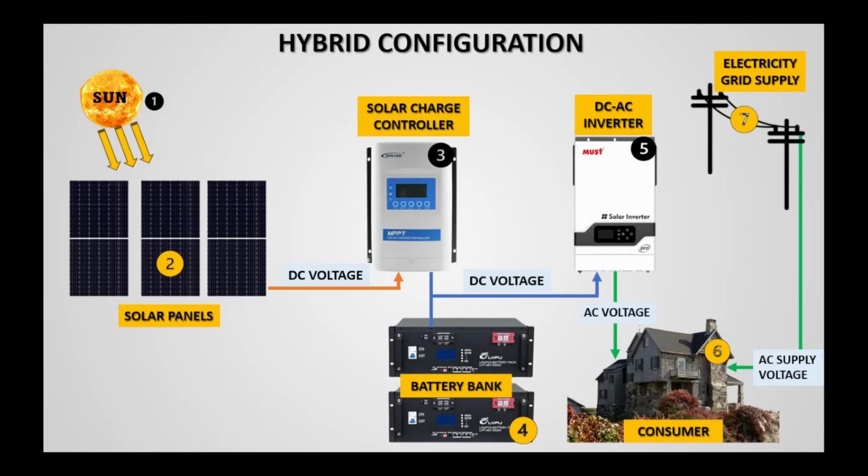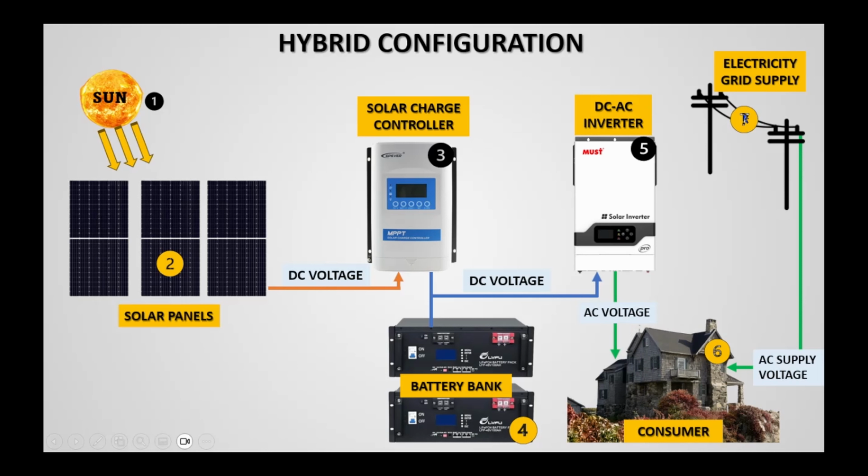You have your solar panels that convert the solar energy coming from the sun into DC voltage, which is then sent into the solar charge controller. The solar charge controller will then charge your battery bank, and once it's full, the voltage still coming from the solar charge controller is sent to your DC to AC inverter, which then converts that DC voltage into AC voltage that is ready for use by the consumer's household or the industries.